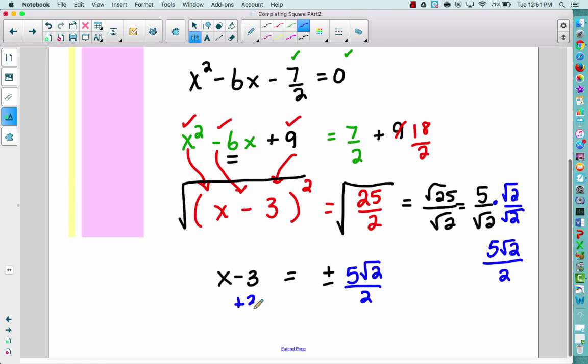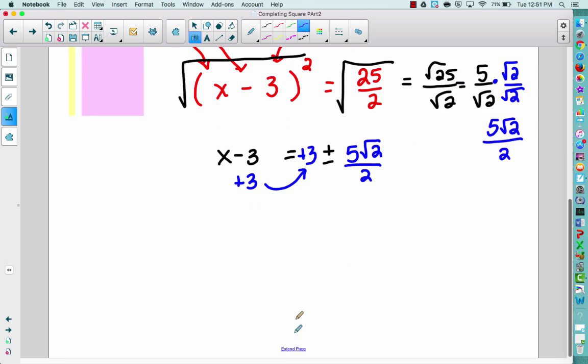We add the 3 to the other side. Remember, I said put it in front. And so there's my answer. x equals 3 plus or minus 5 root 2 over 2.